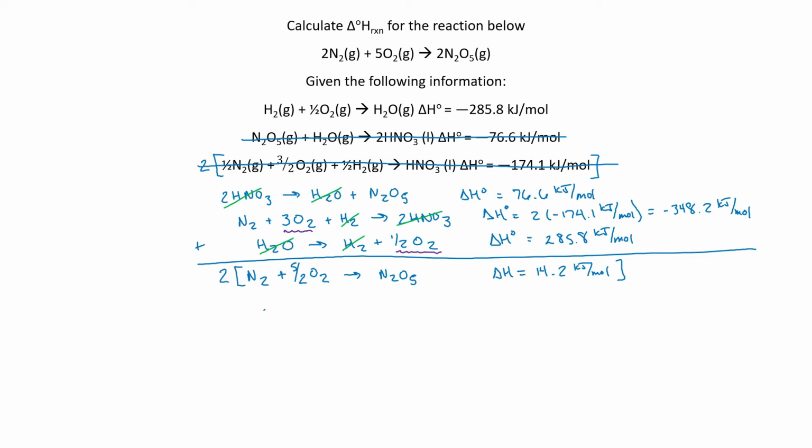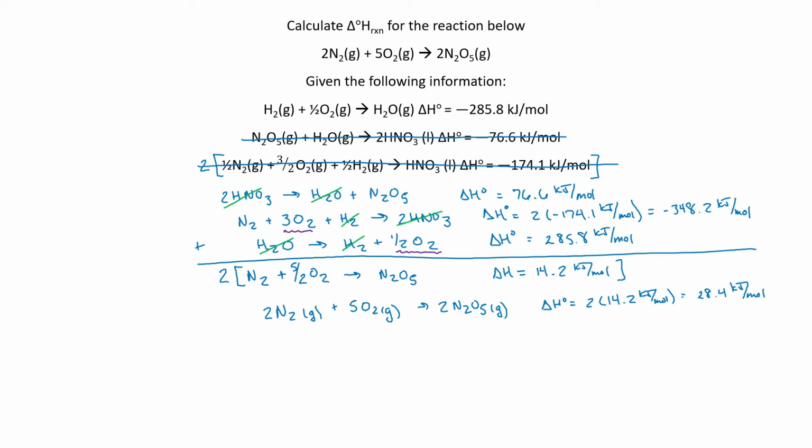When I multiply through by 2, I'm going to get 2 nitrogens. I'll put the states in now as well. 5 oxygens and 2 N2O5s. Now, of course, when I multiply the reaction by 2, I must also multiply the delta H by 2. So that's going to be 2 times 14.2. That gives me a delta H of 28.4 kilojoules per mole.